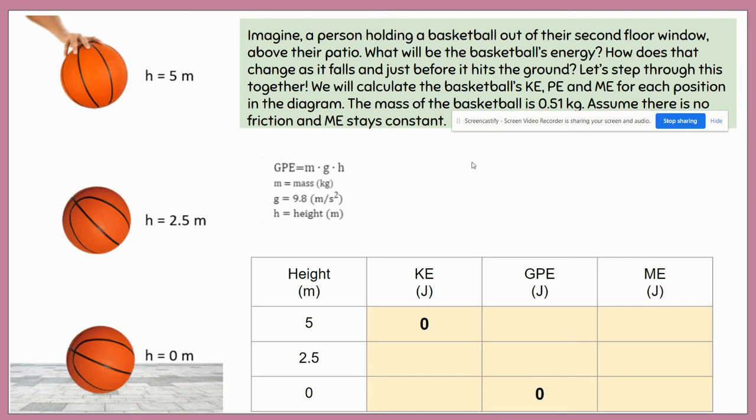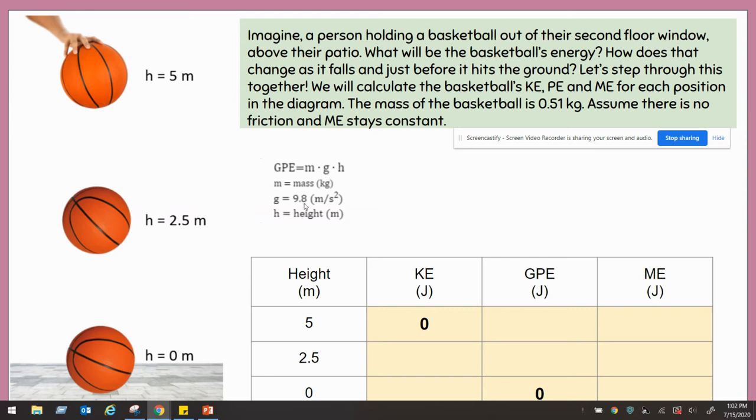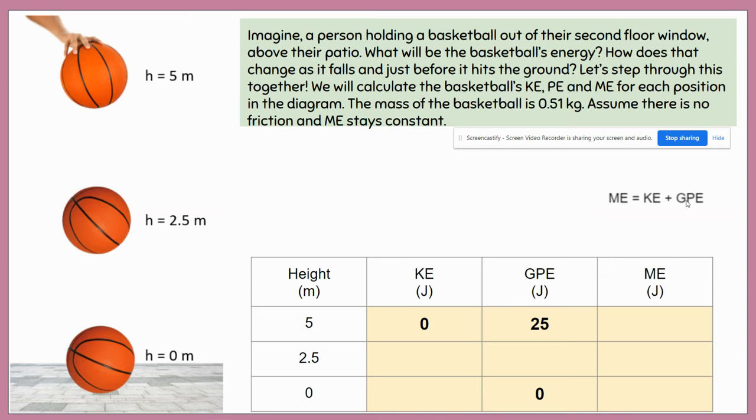Next, we're going to calculate the gravitational potential energy of the basketball at 5 meters. And for that, we're going to use our equation. The mass is given as 0.51 kilograms. The g is always 9.8 and the height is 5. So if we plug that into our equation, we get 0.51 times 9.8 times 5, and that will give us 25 joules. So that's at the height of 5 meters.